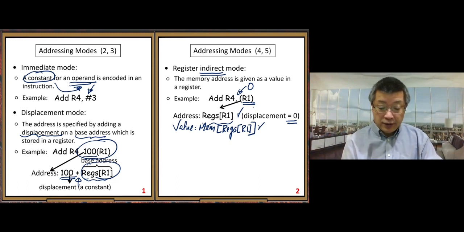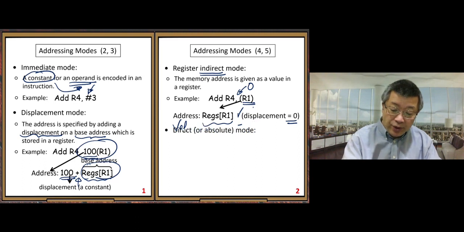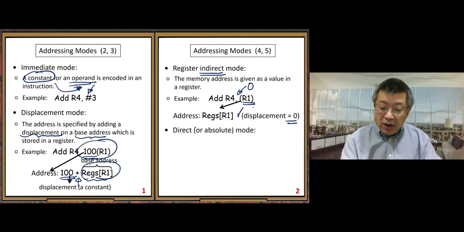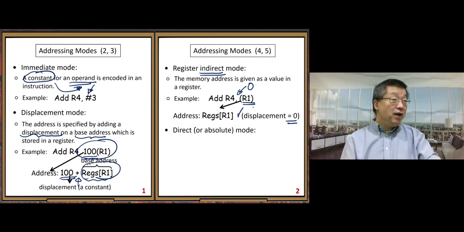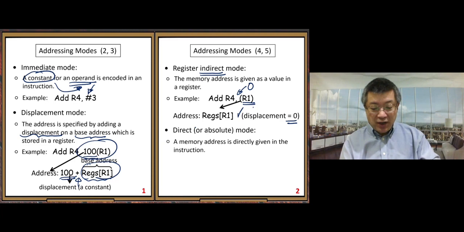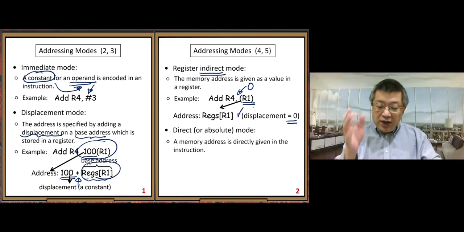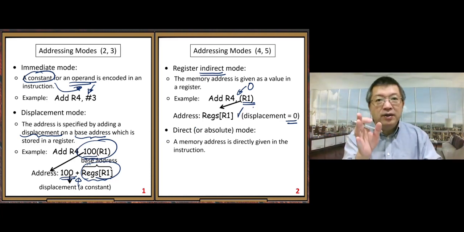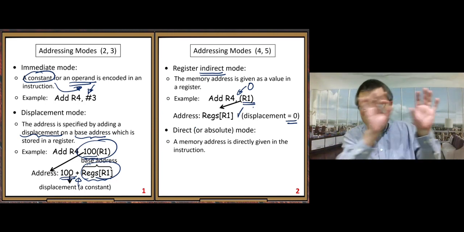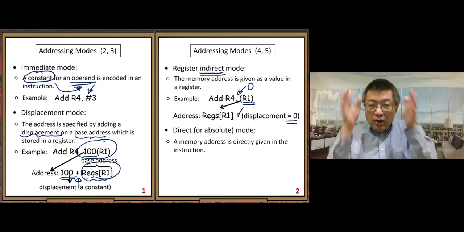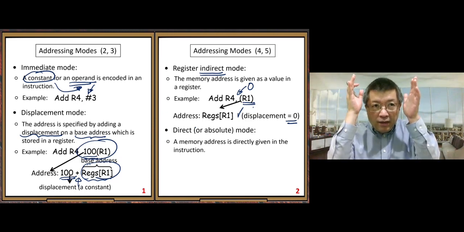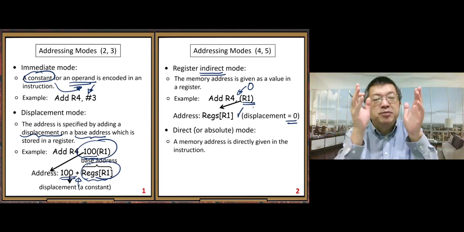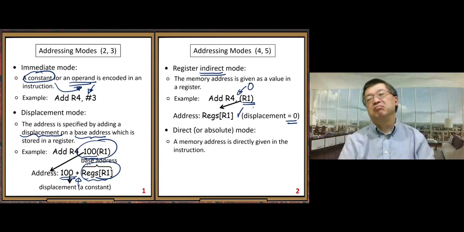All right, the next one we call direct or absolute mode. Direct, absolute. So what's the meaning of that? A memory address is directly given in the instruction. In the instruction, we can find a certain number of bits that represent a specific memory address. That's it.